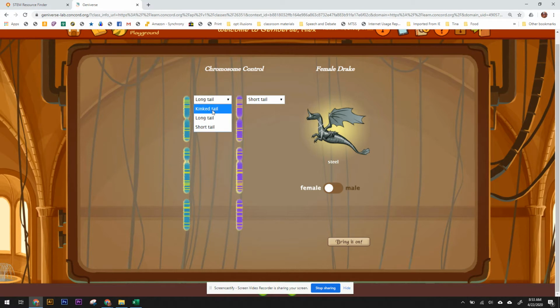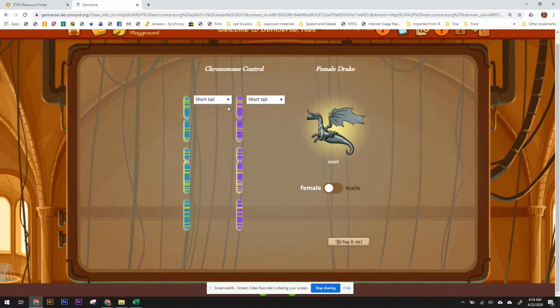Let's take a look at short tail. So short tail obviously produces a short tail. Short tail, kinked tail. Okay, that produces a kinked tail phenotype. And then short tail, long tail. Okay, so that produces the long tail phenotype. So it looks like short tail is recessive to both of these traits.